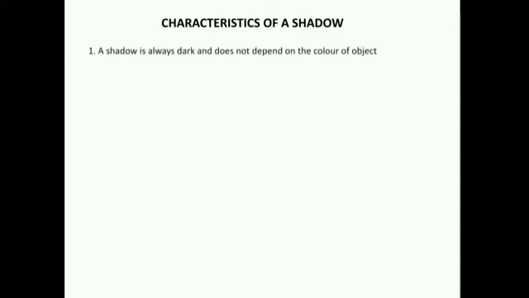First, a shadow is always dark and does not depend on the color of the object. Suppose you want to see the shadow: keep objects of different colors on the table and let the light pass through them. When you see the shadows, all of them will be of the same color, that is, dark color.